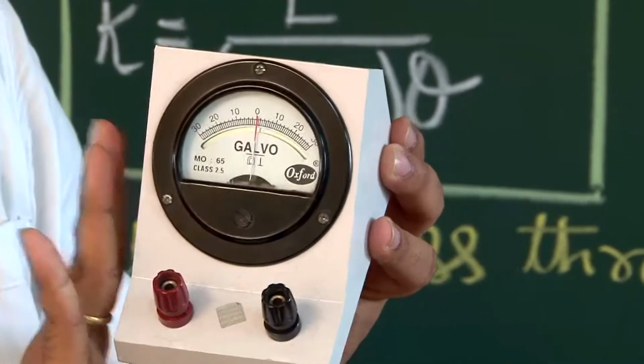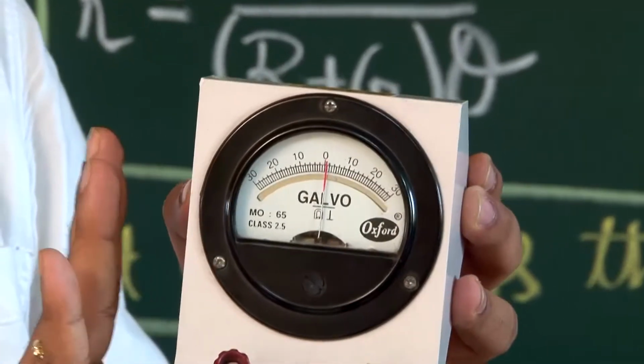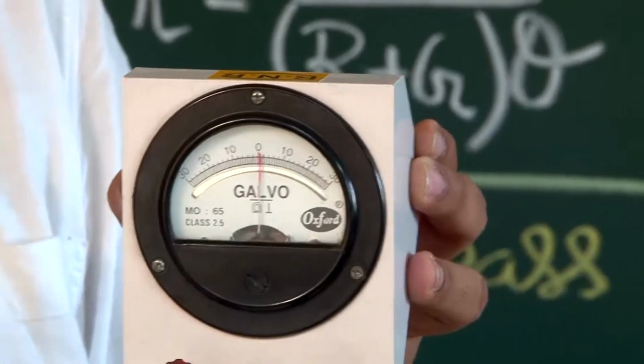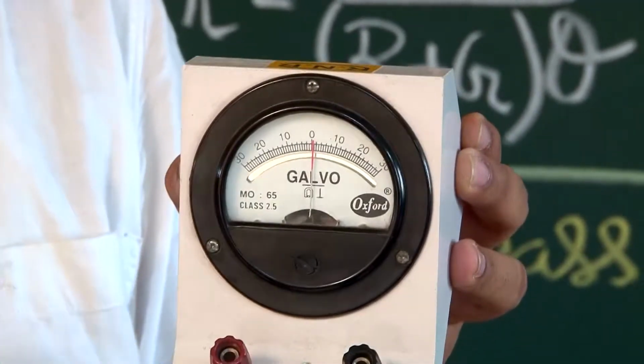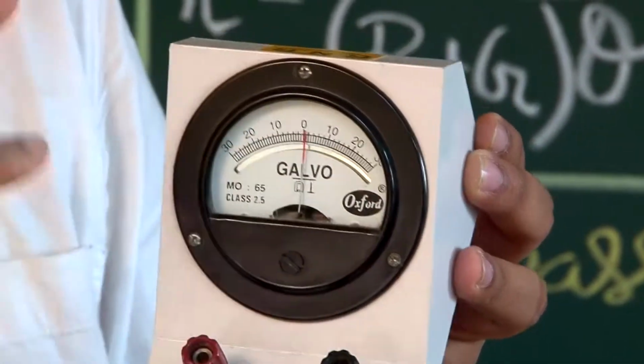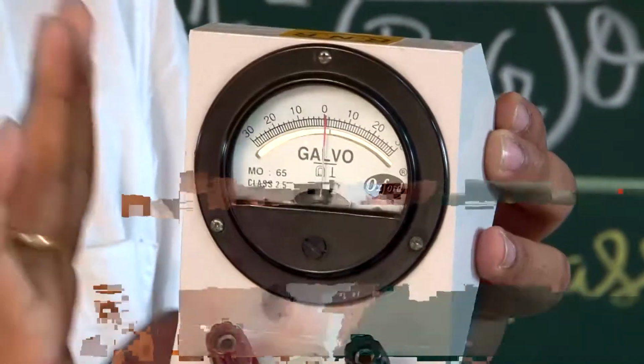Now, what is the purpose of this galvanometer? What is the need of this galvanometer? By the help of this galvanometer, what we can do? We can find the presence of a small amount of current, like in a particular circuit if current is present. If this pointer shows deflection, then we will understand that current is present in the circuit. This is the galvanometer.